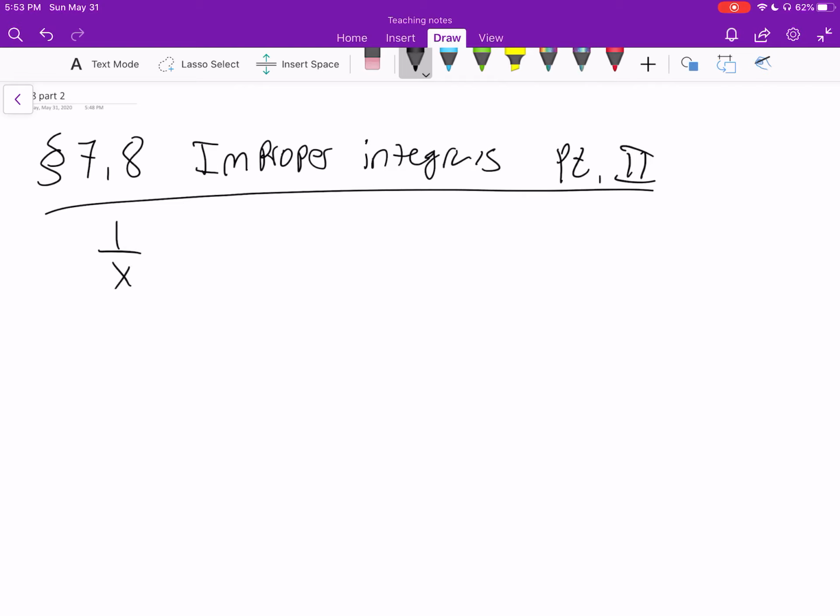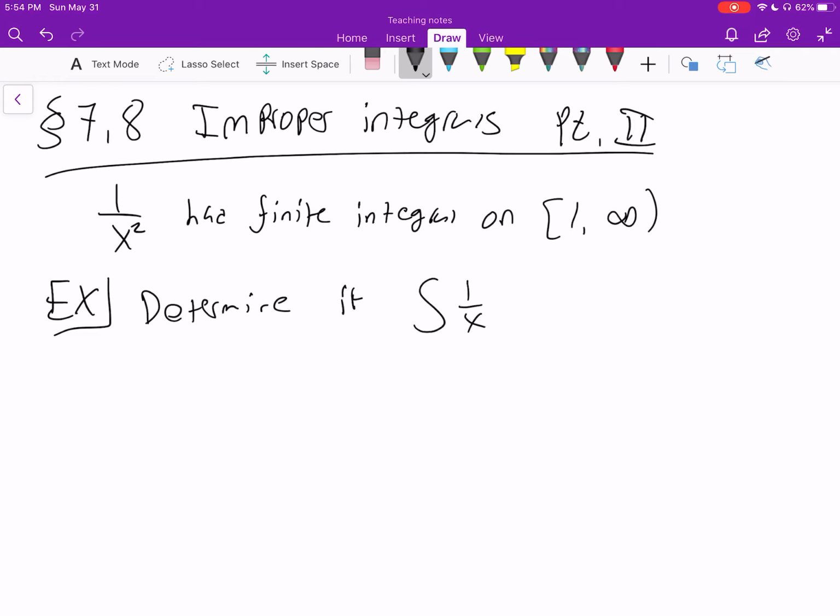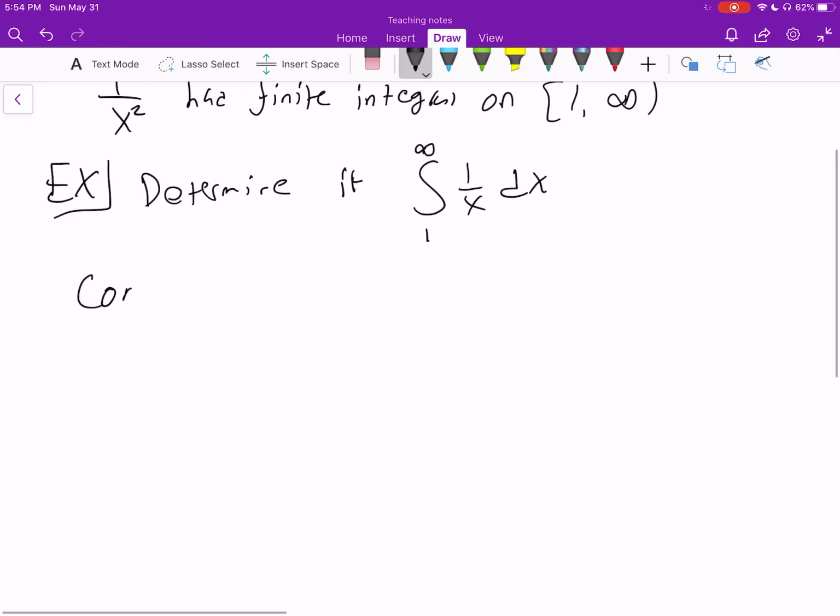So 1 over x squared had a finite integral on 1 to infinity. I was able to integrate it from 1 to infinity, and I got, remember, 1. So let's look at this example. Determine if the integral of 1 over x from 1 to infinity dx converges or diverges.